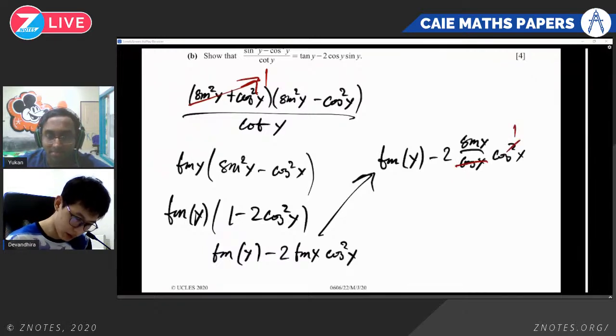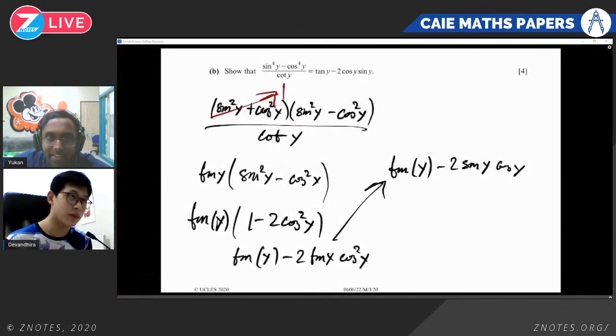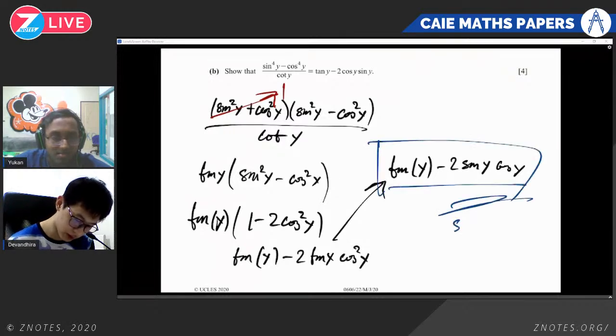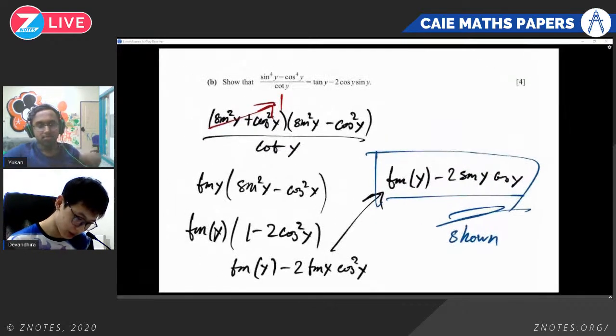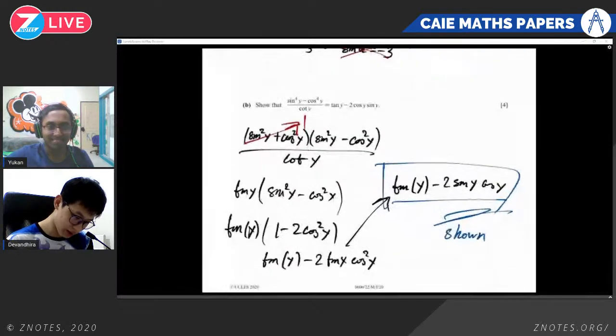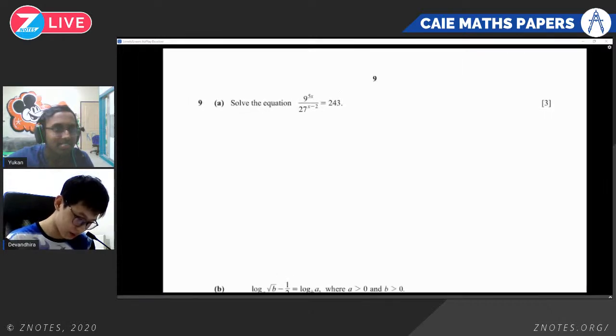Mm-hmm. And I'll just erase this to make things simpler. We have sine y and cosine y. Are we done? Yeah, that's it. So this is your final answer then. And shown, because they told us to show, so shown. Anything else you want to add here? No, that's fine. Everything's fine here.